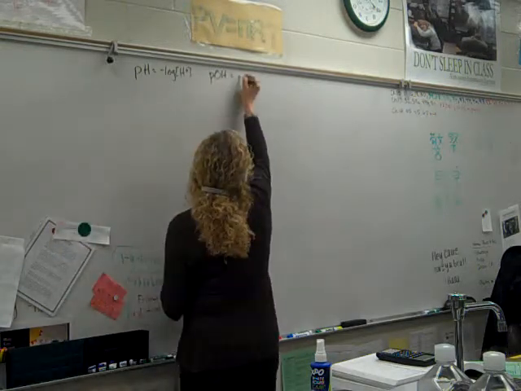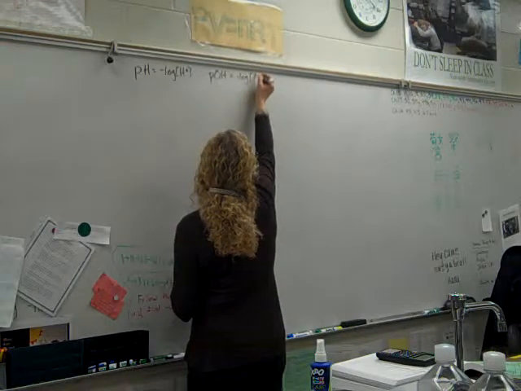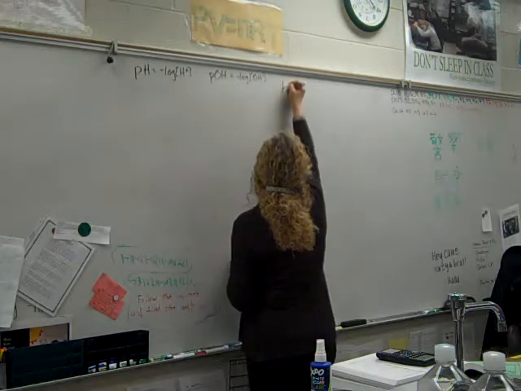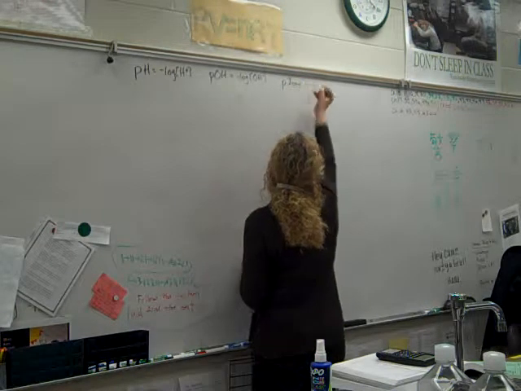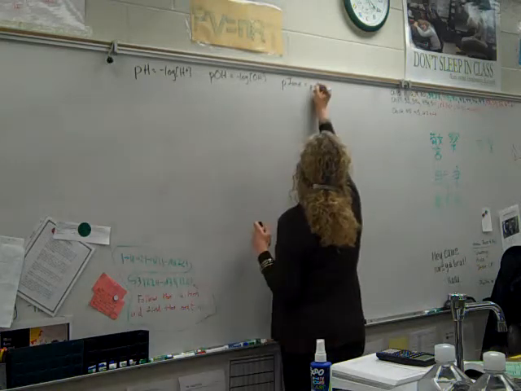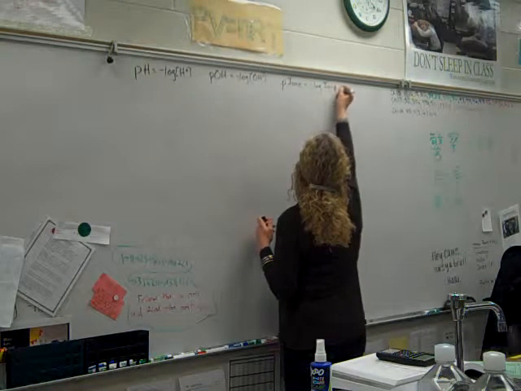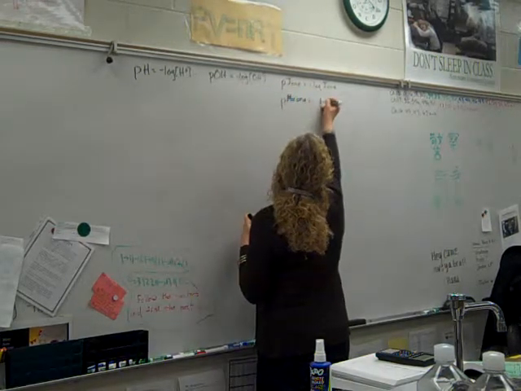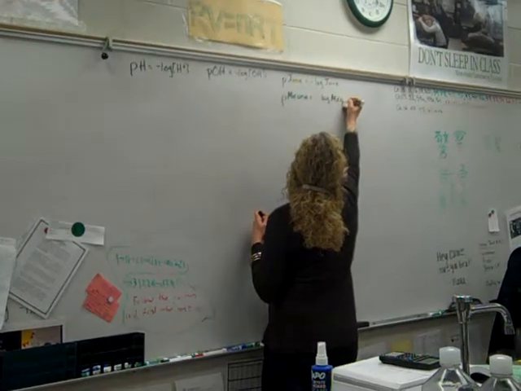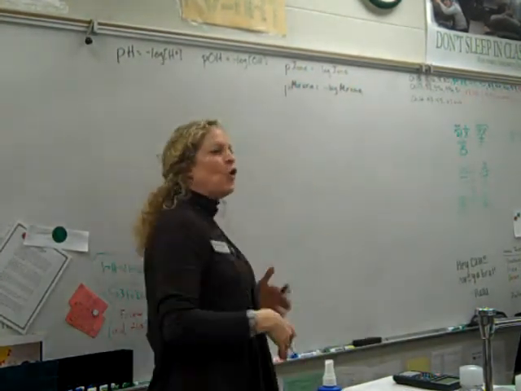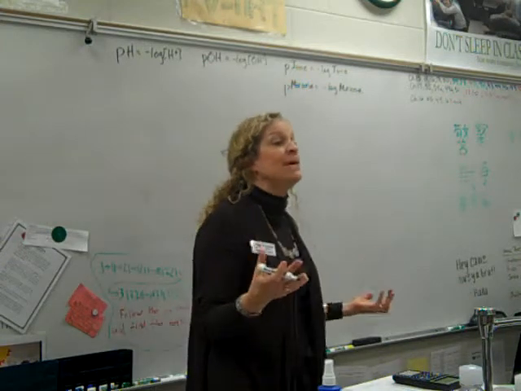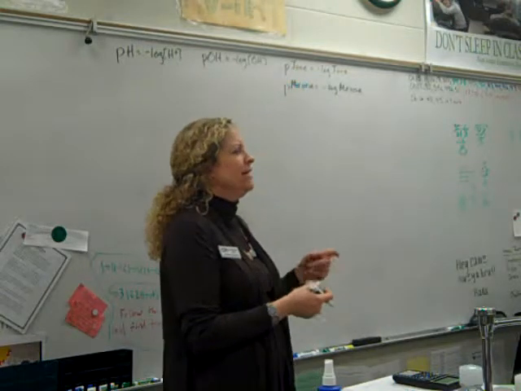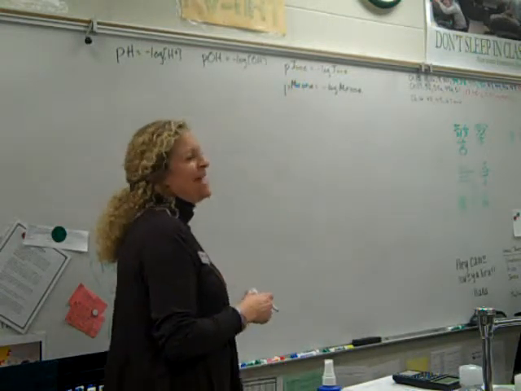pOH is the negative log of what? OH. Okay? What would be P June? Negative log of June. That's right. What would be P Maruna? Negative log of Maruna. So, don't let this whole pH or pOH thing intimidate you. The P of summer would be the negative log of winter. That'd be like a pH and a pOH.